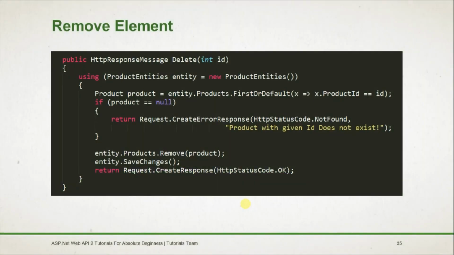In this session we learned how to remove an element. First of all, we need to retrieve the existing item and check whether it exists or not. If it does not exist, then we need to return the not found status. Otherwise, we need to remove it from our entity and return the OK status.